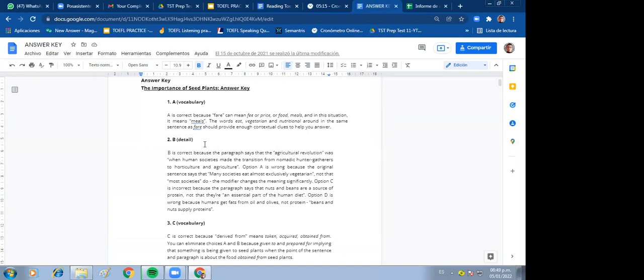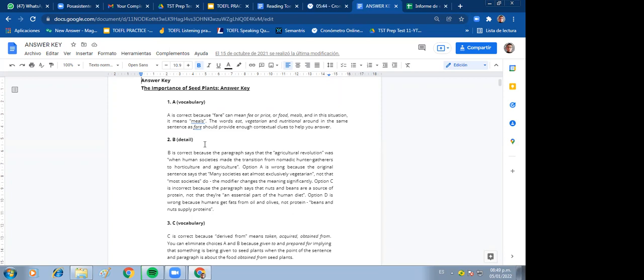Okay, you were supposed to look for some details here. B is correct because the paragraph says that the agricultural revolution was when human societies made the transitions from nomadic hunter-gatherers to horticulture and agriculture, okay? Option A is wrong because the original sentence says that many societies eat almost exclusively vegetarian, not that most societies do. The modifier changes the meaning significantly, okay?